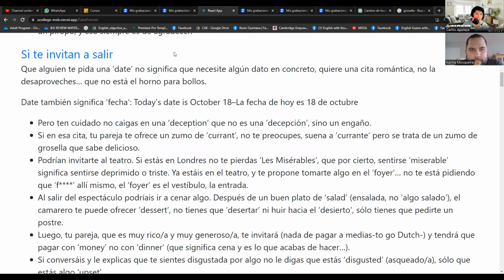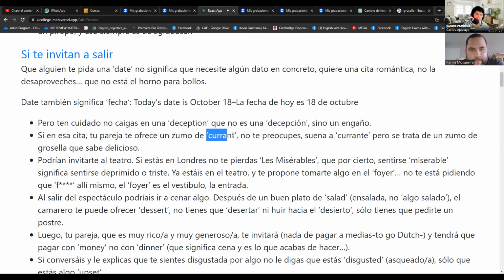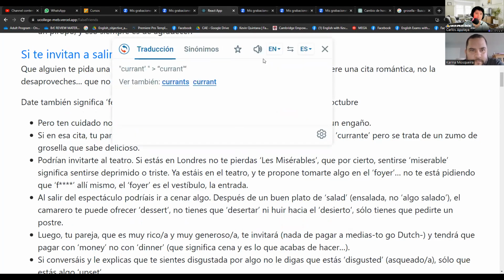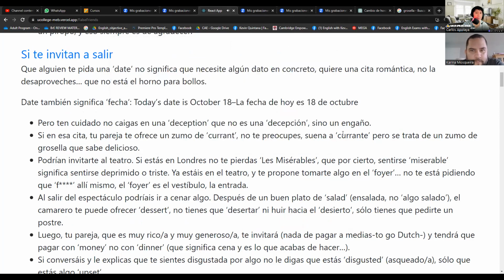Yeah. So, aquí tenemos, ¿y cómo se pronuncia? Aquí estamos viendo aquí, pound, current. Yes, pero vamos a hacerlo de nuevo porque quiero que me diga la grosella. Current. Yes. No te preocupes, suena currante. ¿Ok? Pero se trata del zumo de la grosella que sabe delicioso.